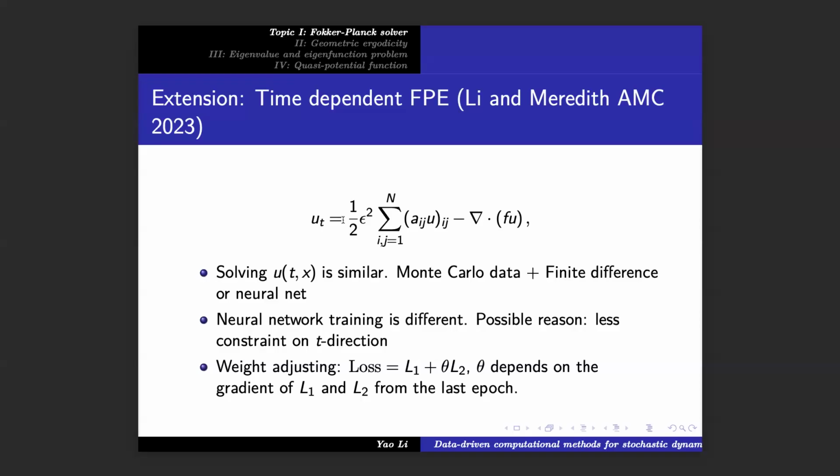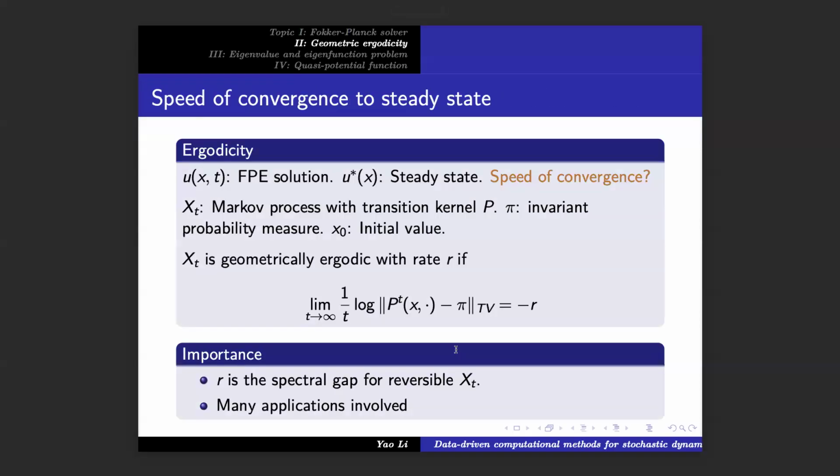So you have some theta, and theta is not arbitrary. Theta basically depends on the gradient from the last epoch. In this way, you can make sure that the two loss terms are contributing roughly equally. Okay, so that's the first thing: what is the steady state, and what is the solution to the Fokker-Planck.